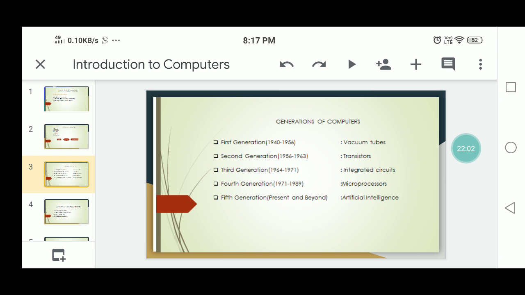The first generation computers were introduced in the period of 1940 to 1956, and the technology was developed with vacuum tubes. In the second generation, transistors were used in place of vacuum tubes. In the third generation, integrated circuits were developed. In the fourth generation, microprocessors were introduced. In the fifth generation, artificial intelligence is coming. So today we use more advanced computers.